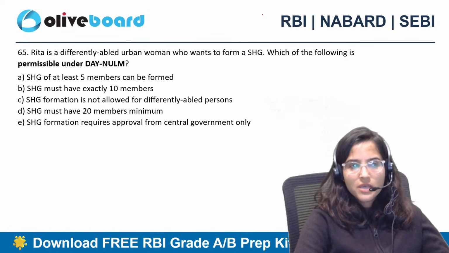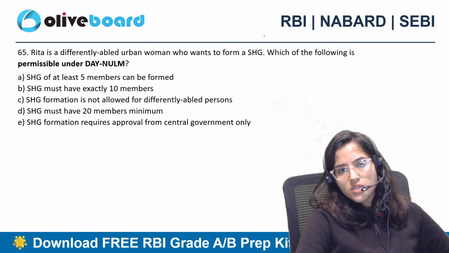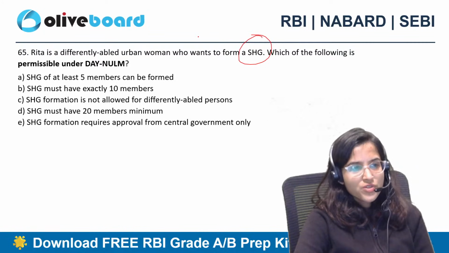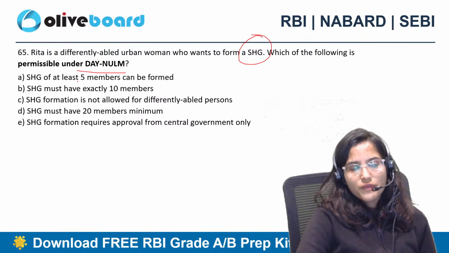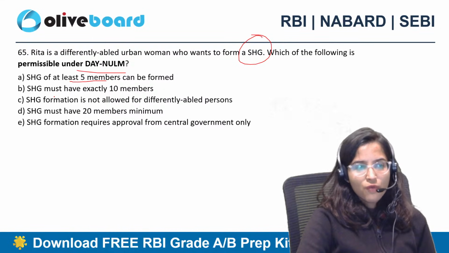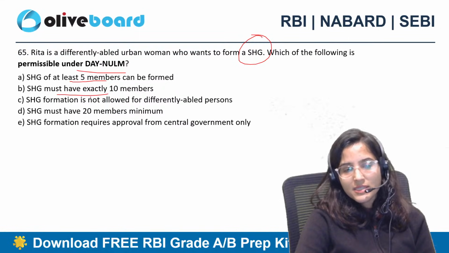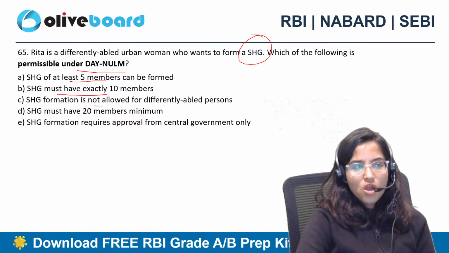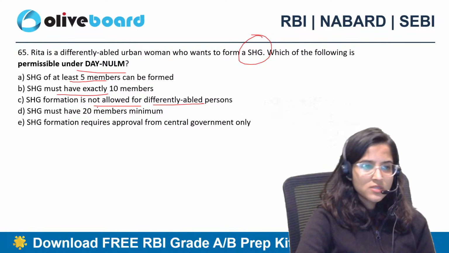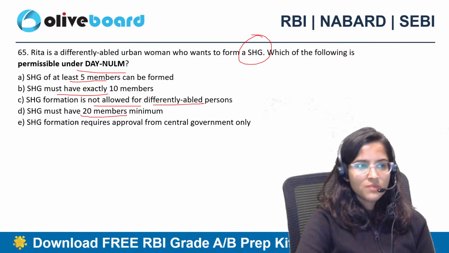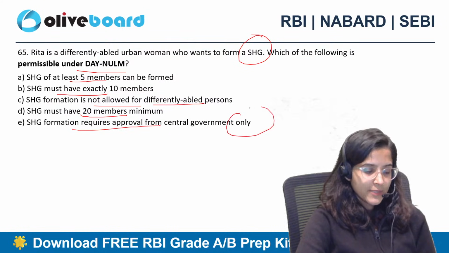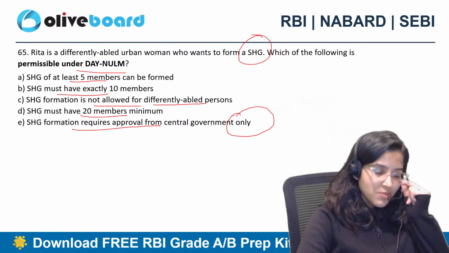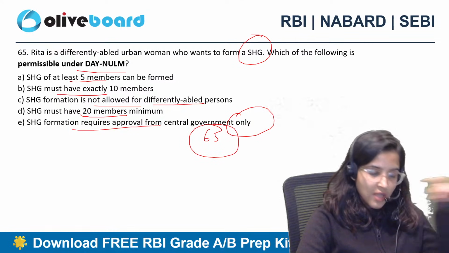Rita is a differently abled urban woman who wants to form an SHG. Which of the following is permissible under DAY-NULM? Self-help group of at least 5 members can be formed. Must have exactly 10 members. Formation is not allowed for differently abled persons. SHG must have 20 members minimum. SHG formation requires approval from central government only. Question number 65. What is the correct answer?